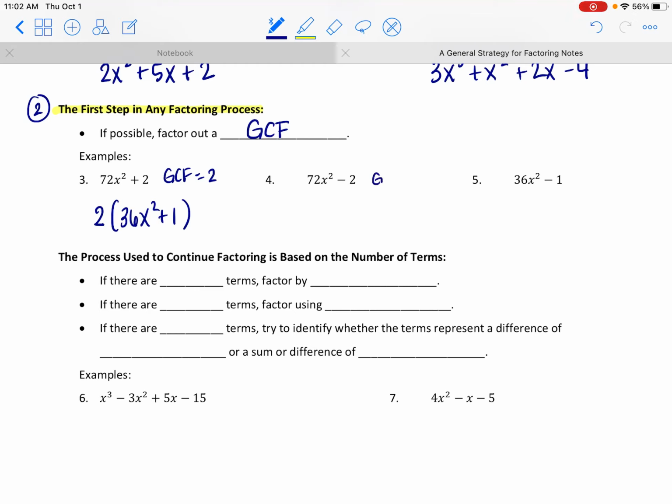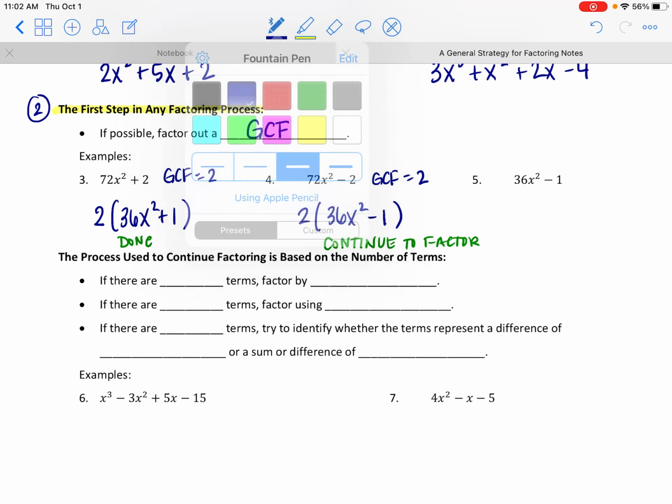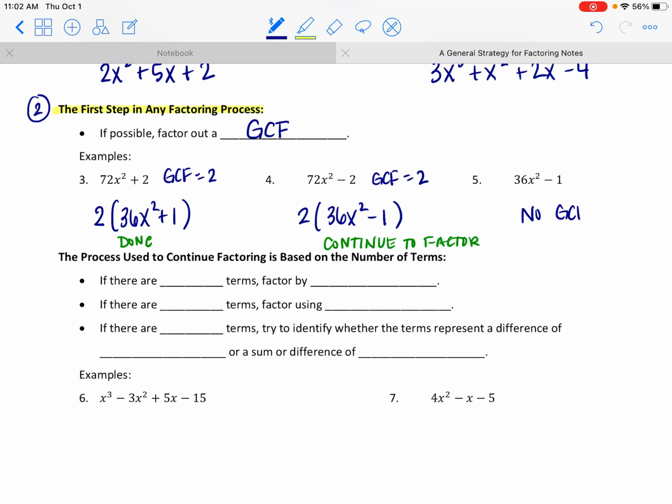If you look at number 4, there's the same GCF of 2, and when the 2 comes out of this one, a 36x squared minus 1 is left, so this one we could continue. So this one would be done here, and then here we would continue to factor the difference of squares. And then if we look at the 5th example here, the 3rd one in this set, there is no GCF. So there is no GCF, which means we would try to then just factor the difference of squares, right? Same thing we have in number 4. The difference of squares we would continue to factor. On number 5, we would just factor.